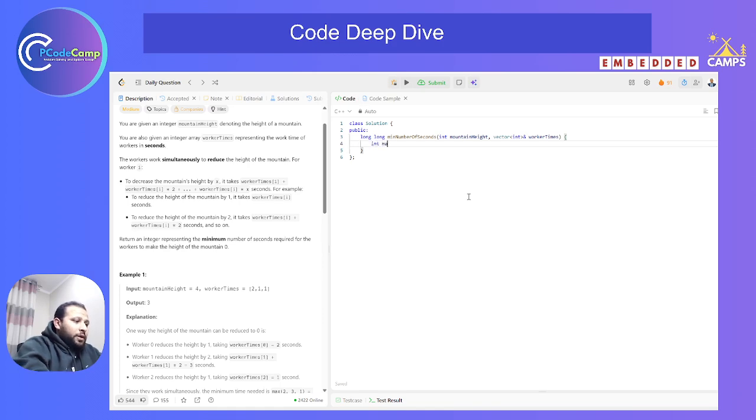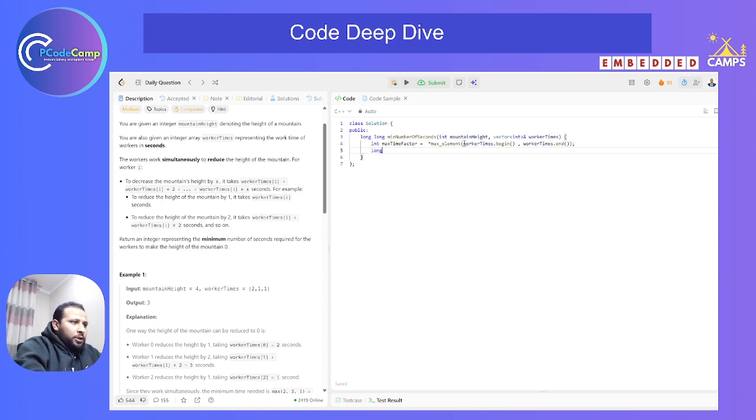I think we can do it with max time factor. Sorry, we can do it with max_element. Max element here will take the workerTimes, workerTimes.begin and workerTimes.end. This gives us our slowest worker's time factor.